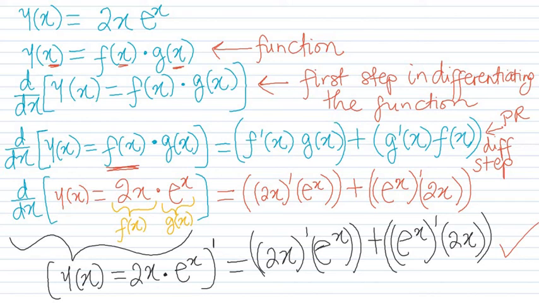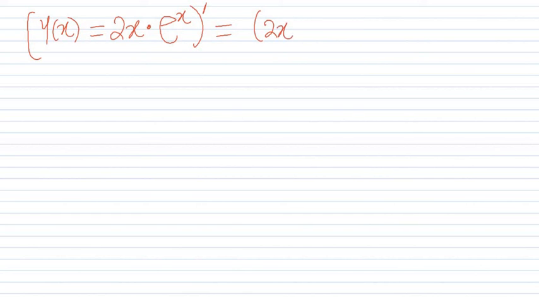So I'm just going to rewrite what I just wrote in black on the next page and solve it. So we have y of x equals 2x dot e to the x, all of that prime. So that will be 2x prime e to the x, all of that in brackets, plus e to the x, all of that prime multiplied by 2x.